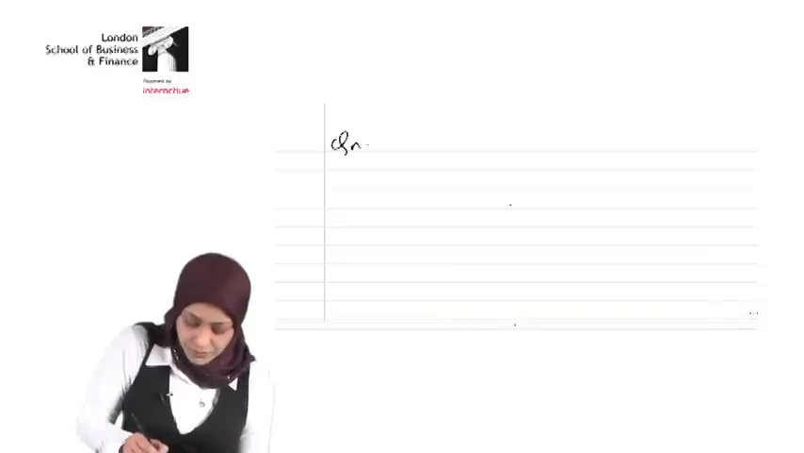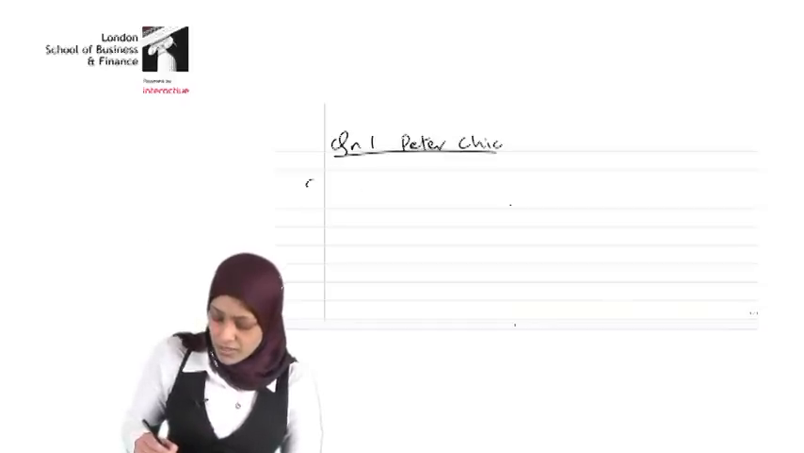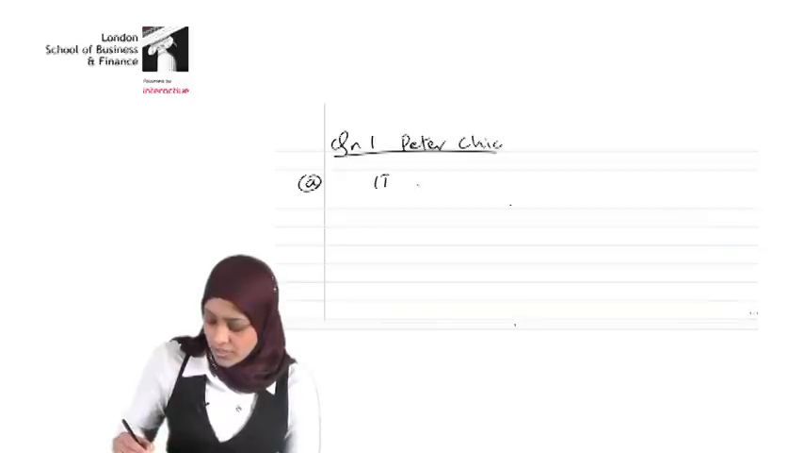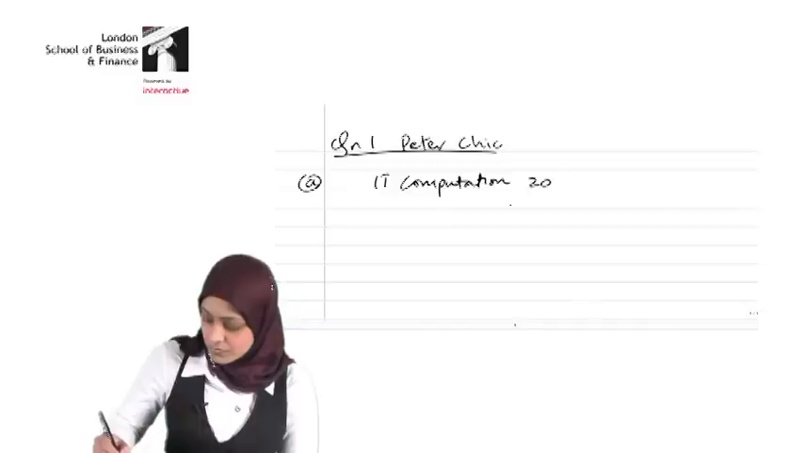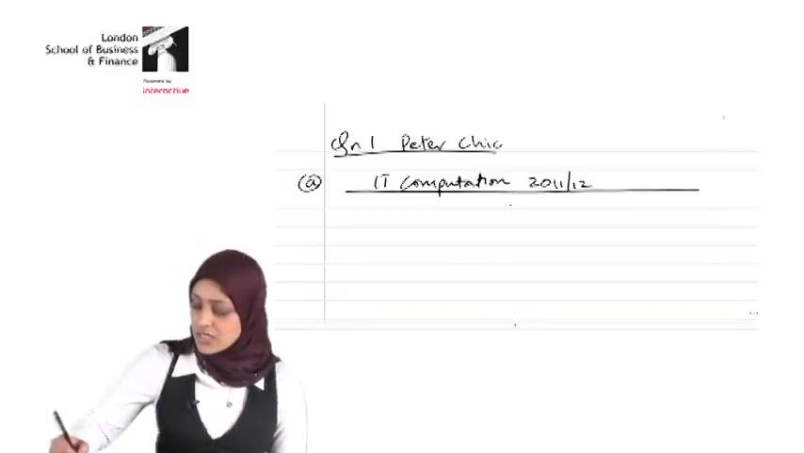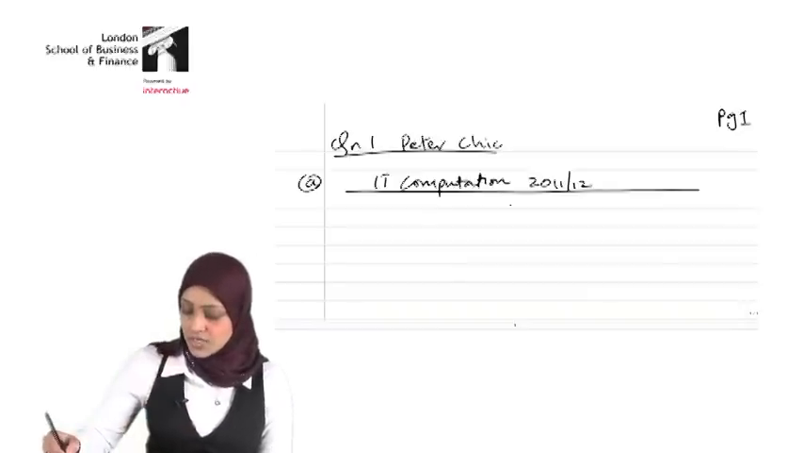So, say this is my answer sheet. What I would do is write down for myself question 1, Peter Chic. And part A requires me to calculate the income tax payable. Therefore, I'm going to calculate the income tax computation. So I've set this down for myself, and this is my first page. On page 1, I've told myself I will be doing the income tax computation.